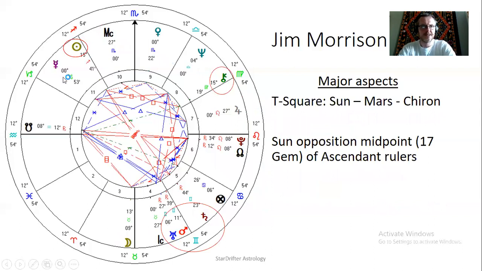Major aspects: T-square, Sun, Mars, and Chiron. We have the Sun and Chiron aspect coming in an opposition to Mars. Mars is about divine action, divine will. It's the fighting principle for the Sun, which is the life purpose.